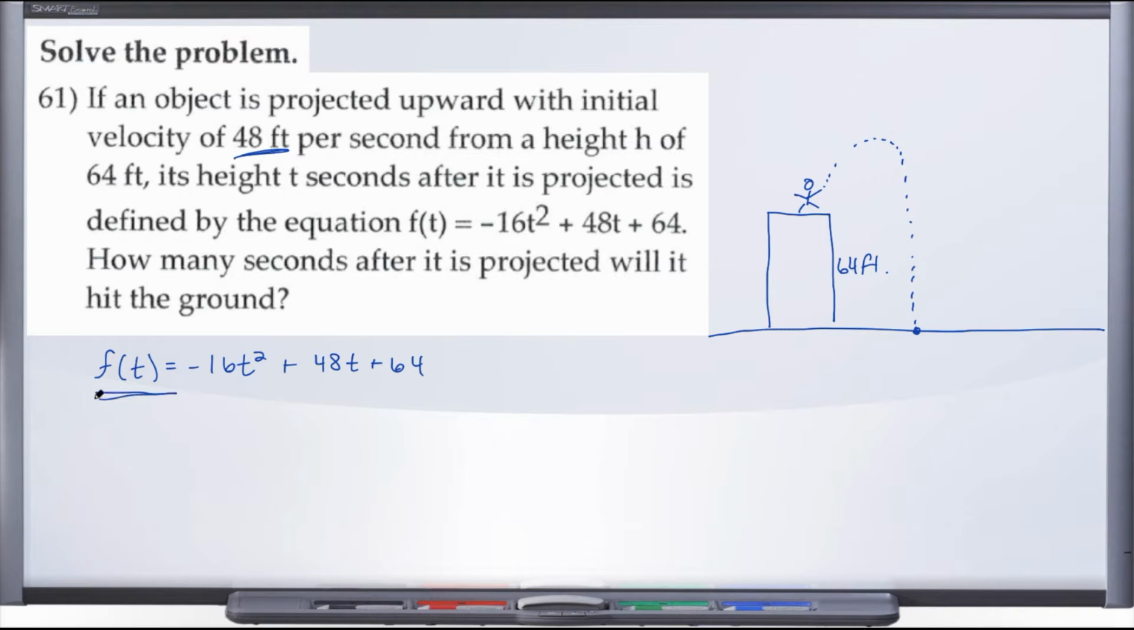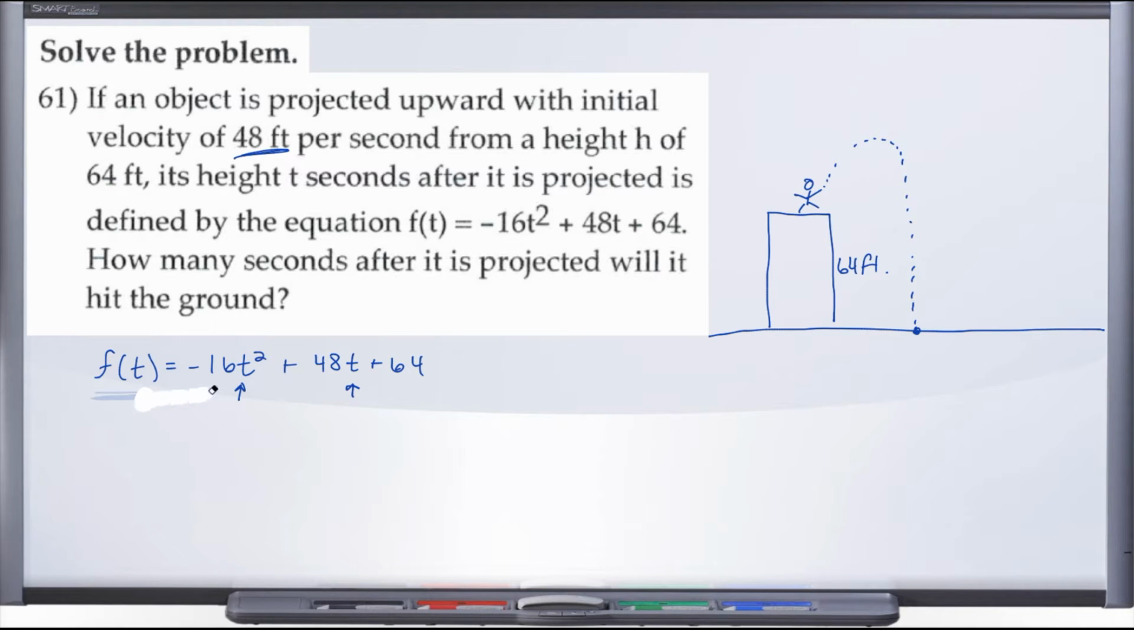So this f of t is the output. This tells you how far off the ground your object is based on your input of t. So if you want to know how far off the ground this object is after 1 second, plug in 1 to everywhere you see a t, and the output will be how high off the ground that object is. If you want to know how high the object is after 2 seconds, plug in 2 where you see a t, and the number you get out will be how high off the ground this object is. In this case, I said a baseball.